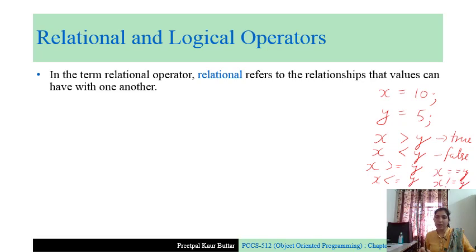So these are the different relationships that values can have with one another, and the result of the evaluation of these relationships is always true or false, whether the given relationship is satisfied or not satisfied, whether x greater than y is satisfied or not satisfied. If it is satisfied, then the result will be true. If it is not satisfied, then the result will be false.